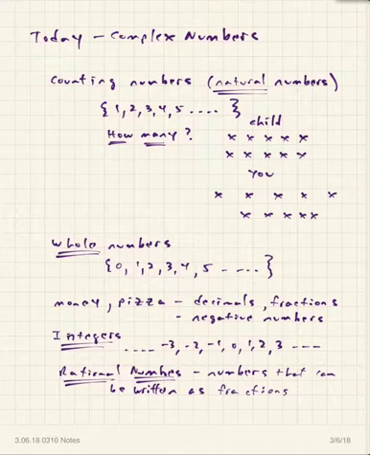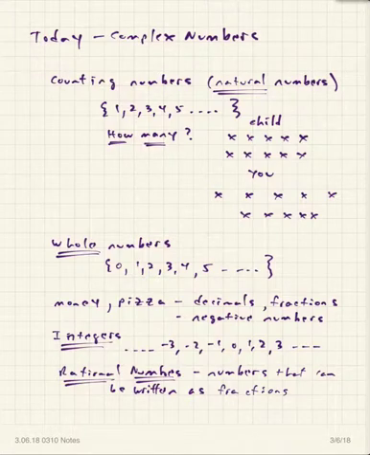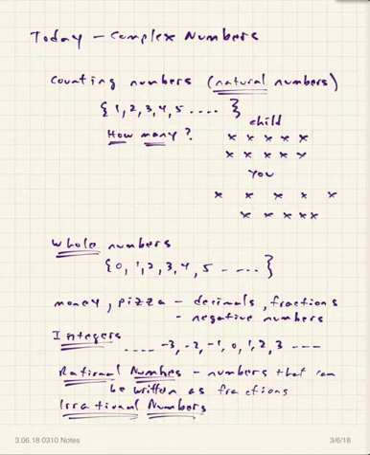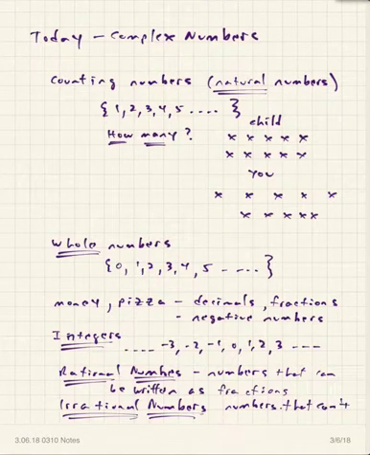And then, in high school or middle school, somewhere along the line, you start dealing with numbers that can't be written as fractions. And those numbers are what we call the irrational numbers. The irrational numbers are numbers that cannot be written as fractions.